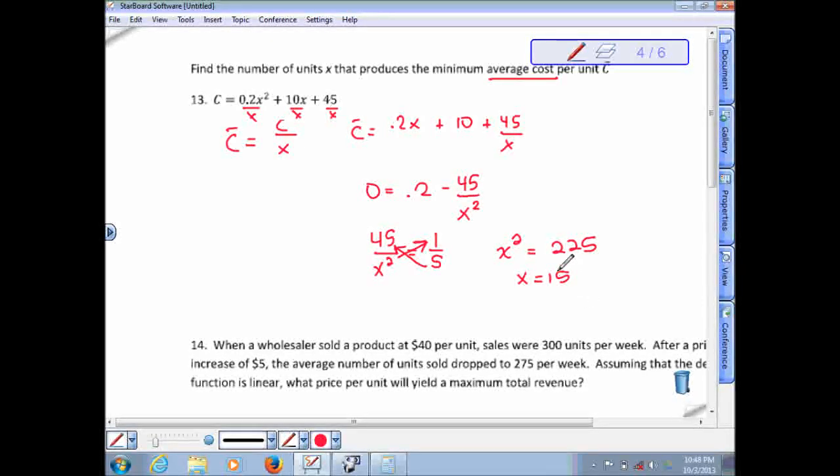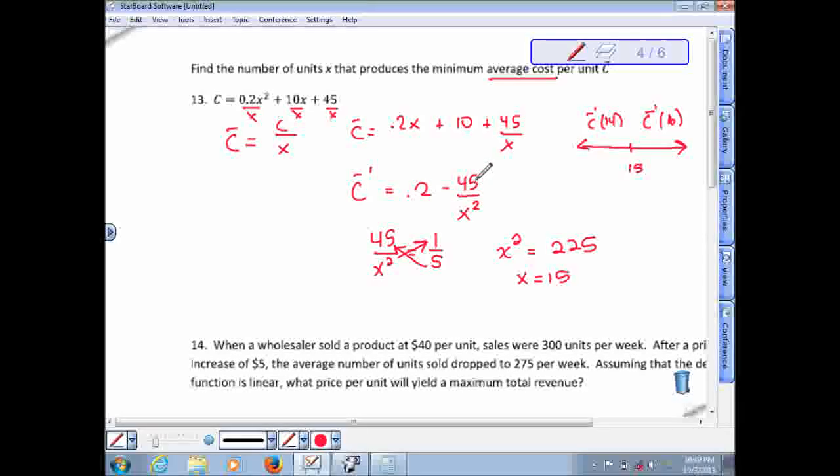And again, we're only considering the positive. The feasible domain for this problem is x has to be greater than or equal to 0 at least, because you can't produce a negative number of a commodity. So we do have to just show that this is indeed a minimum value. So if we were to take 15, and then we could find c bar prime of 14, for example, and c bar prime of 16, and see what's happening here.